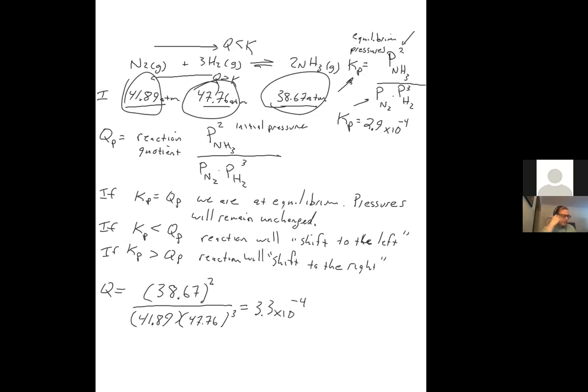Okay. Well, it looks like Q is actually greater than K. They're not that far off, right? 3.3 times 10 to the minus 4 is greater than 2.9 times 10 to the minus 4. Okay, but it is greater, so it is larger. So if you have a larger Q, that means you have more products than you need. So that means the reaction is going to shift to the left.